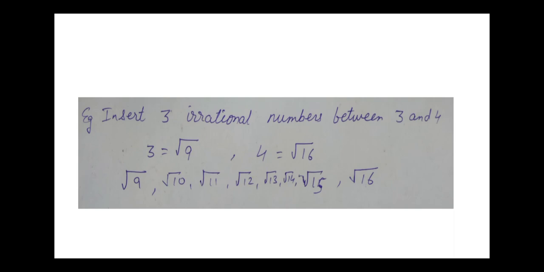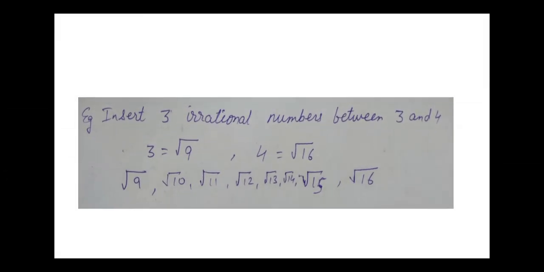Taking one example, insert 3 irrational numbers between 3 and 4. If we have to insert 1, then we will simply multiply and take the root. Suppose we have to insert one irrational number between 3 and 4. So what we will do, 3 into 4, which is 12, not a perfect square. We will write root 12 is an irrational number between 3 and 4.